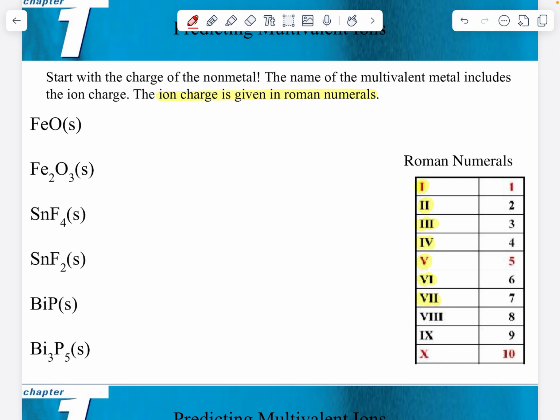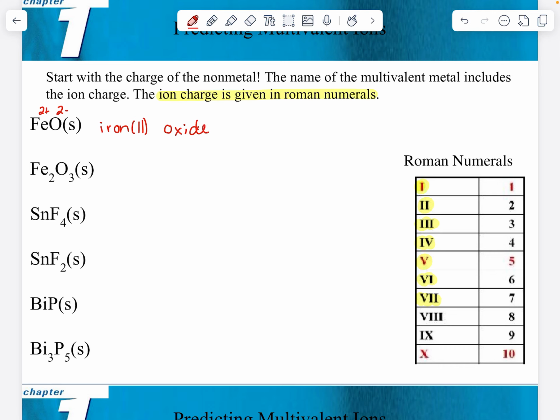Okay, so how we figure this out is we actually look at the nonmetal. So I know oxygen always forms a 2 negative. And iron could be 3 plus or 2 plus. So I need to decide which one would balance that out. And to balance it, I would need the 2 plus version. So this would be iron, and in Roman numerals, I would do the 2. So iron(II) oxide.